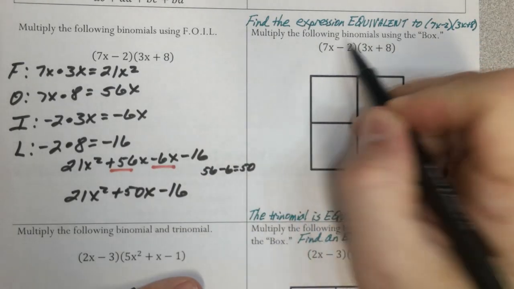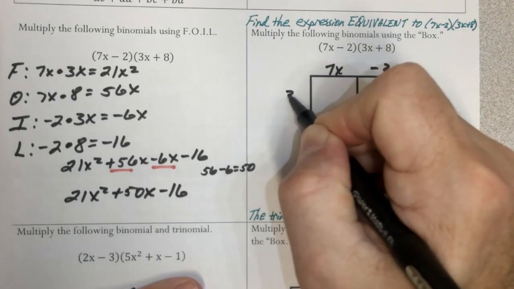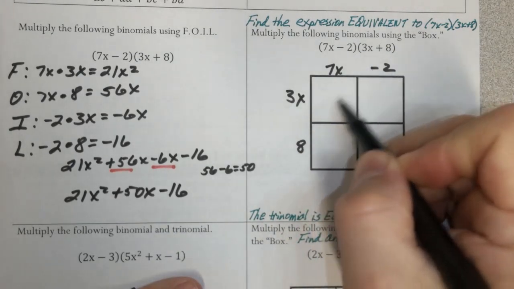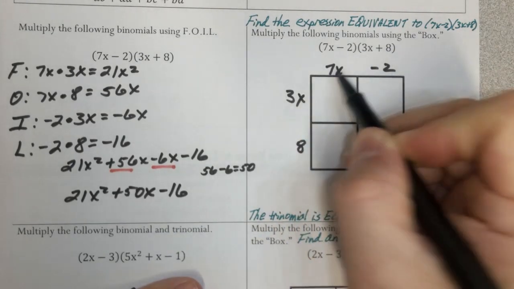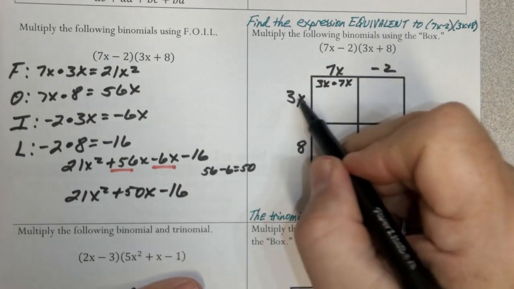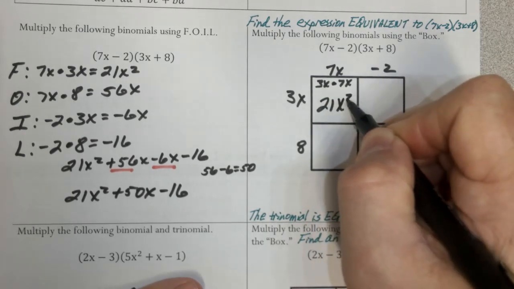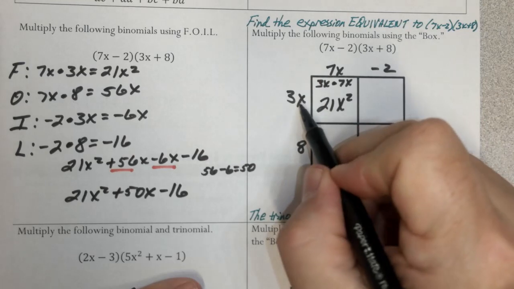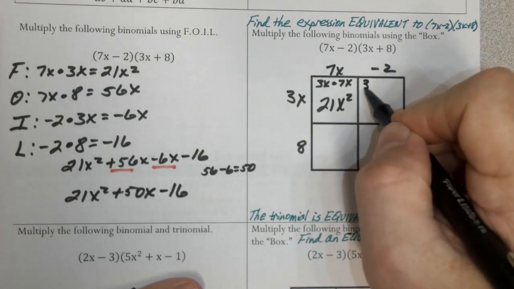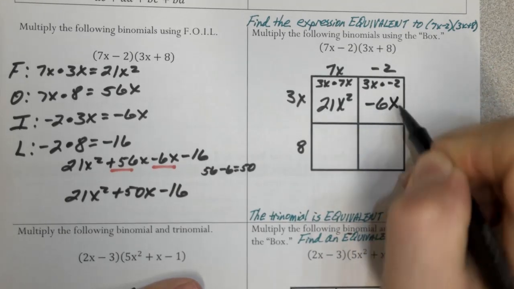So we have 7x minus 2, so we're going to go 7x minus 2, and then we have 3x and we have 8. So for this box, we're going to go 3x times 7x. So 3 times 7 is 21, x times x gives us x squared. Now in this box, we're going to do 3x times negative 2, and so that gives us negative 6x.